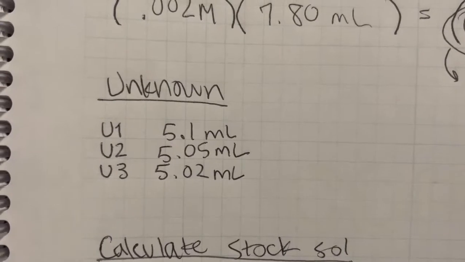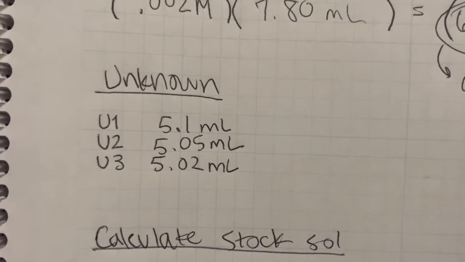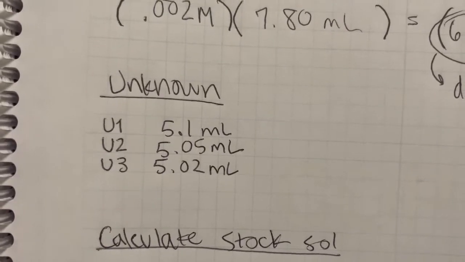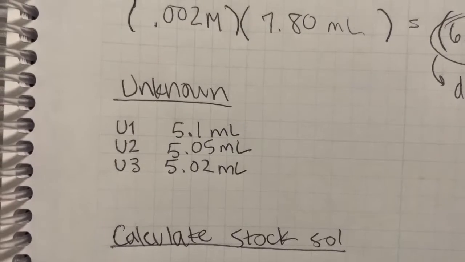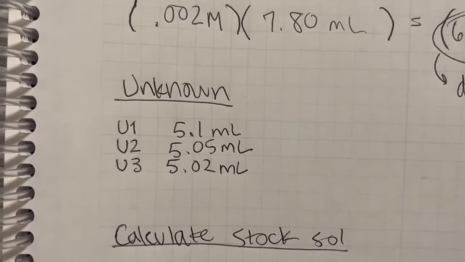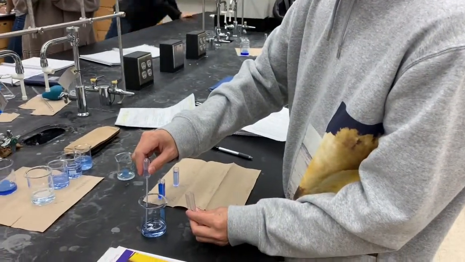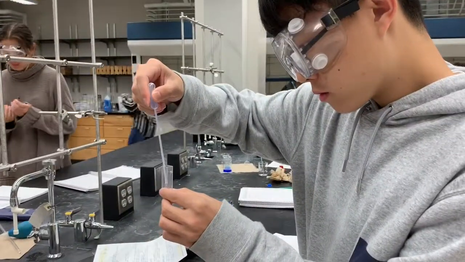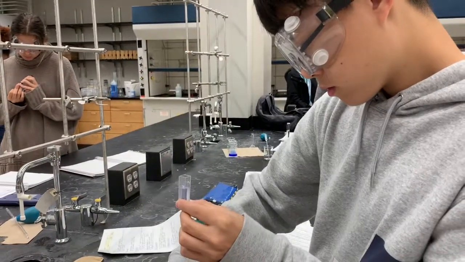Then we made 3 dilutions of an unknown copper solution, which we could later scan in the spectrometer to find the concentration of. For the unknown dilutions, we just used the same method, but just took a volume of the stock solution each time instead of from the previous dilutions. Each of these dilutions were placed into the cuvettes as shown, along with a blank cuvette filled with ammonia to zero out the spectrometer.